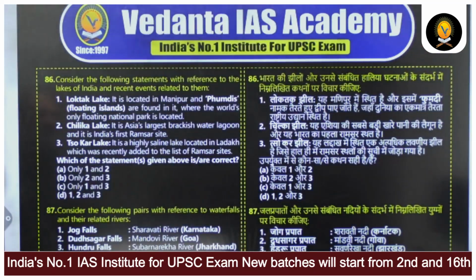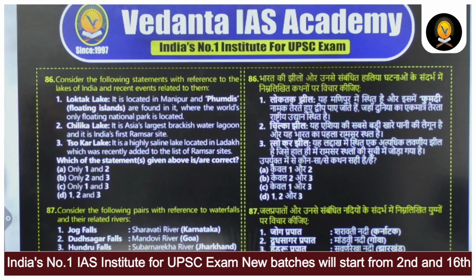Consider the following statement with reference to the lakes of India. Loktak Lake, it is located in Manipur, and Phumdis floating islands are found in it, where the world's only floating national park is located, correct. Chilika Lake, it is Asia's largest brackish water lagoon and is India's first Ramsar site. Tso Kar Lake, it is a highly saline lake located in Ladakh, which was recently added in the list of Ramsar. Yes, 86, all 3 are correct.